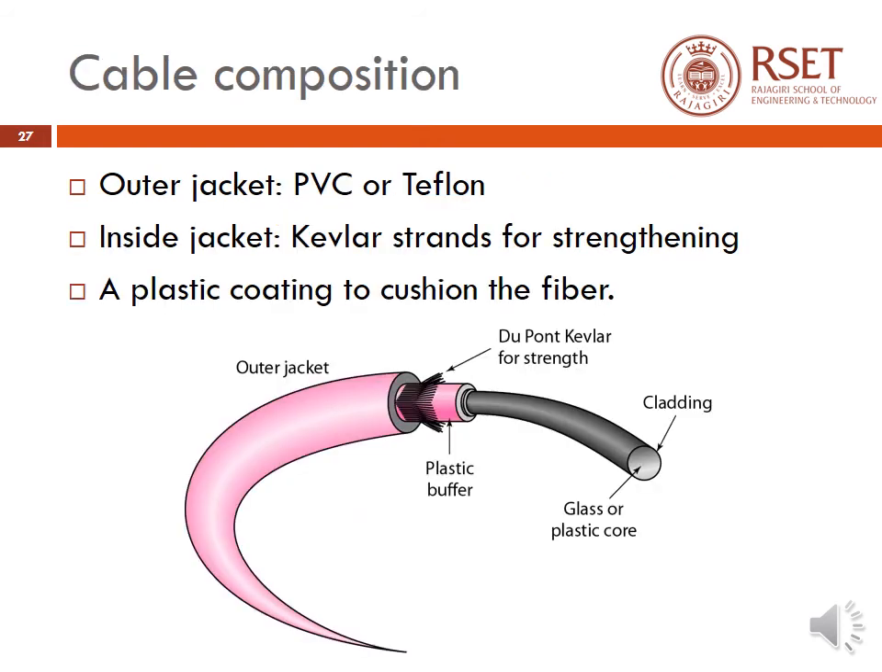If you consider the composition of fiber cable, it basically consists of an outer jacket which is made up of the material PVC or Teflon, and inside the jacket there are some strong Kevlar strands provided for strengthening the fiber, and inside the Kevlar strands there is a plastic coating to cushion the fiber, and inside that plastic coating the fiber material exists, which consists of the cladding and the core.